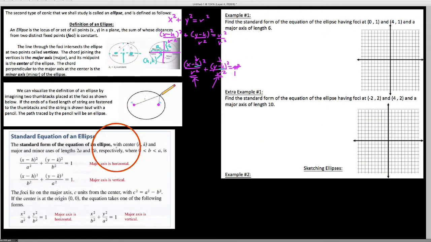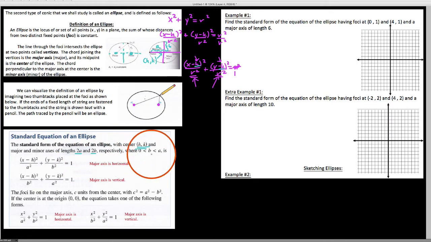Okay, and we're going to talk about what its equation looks like in standard form. So we say the standard form of the equation of an ellipse has a center at (h, k), and its major and minor axes of lengths 2a and 2b respectively. So the same thing we set up here. We say a is the semi-major axis length, half of the major axis. b is half of the minor axis. So the whole axes have lengths 2a and 2b respectively.